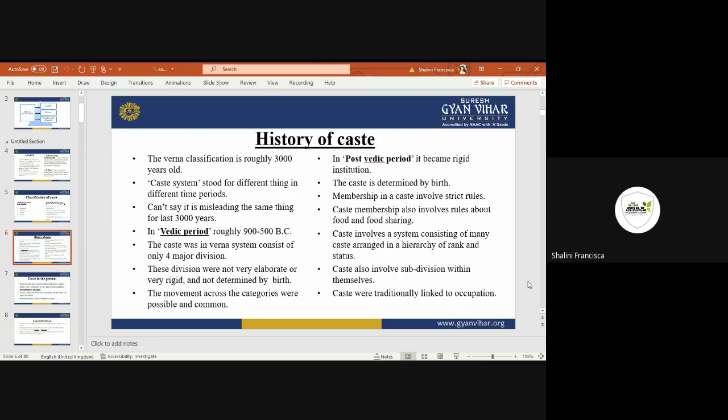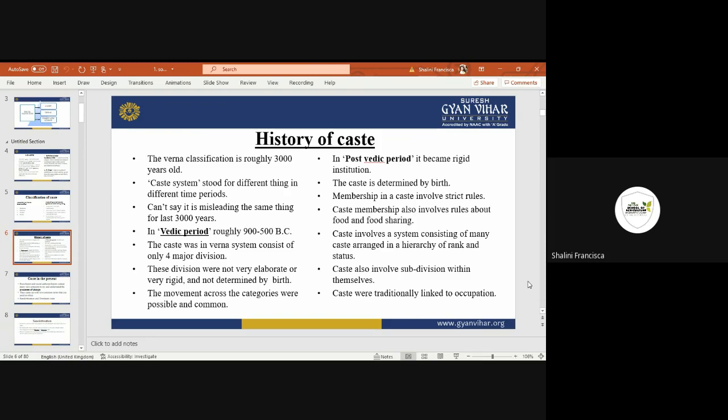To whom they need to share, to whom they give the share of the food, which type of people, how to eat, and what type of food you should consume. So, caste involves a system consisting of many castes arranged in a hierarchy of rank and status. In a particular caste, there are also different subcastes or some order they have made through which they were signifying the person's status in the society. They have subdivisions within themselves.